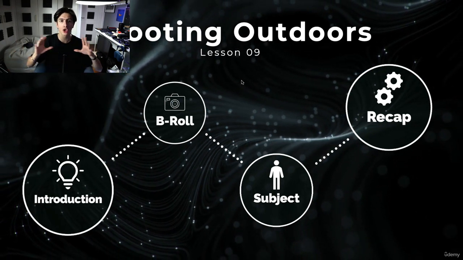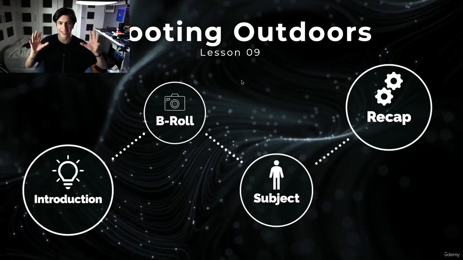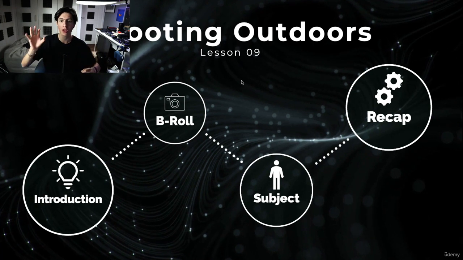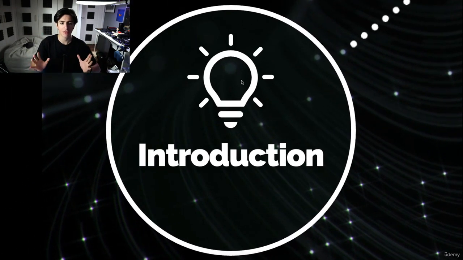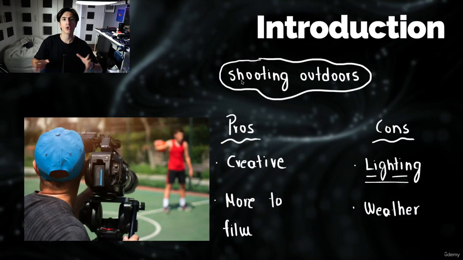Finally, we're going to close this lesson, in which, again, we're going to have a lot of information, with a recap. So, enough of talking, let's move into the introduction of this lesson. Shooting outdoors is actually very similar to shooting indoors. Again, there are some key parameters in which we are very interested. Of course, these are our camera settings, our lights, our audio, and our subjects. That being said, there are some parameters that change while shooting outdoors, and this is why we have a separate lesson on outdoors shooting.